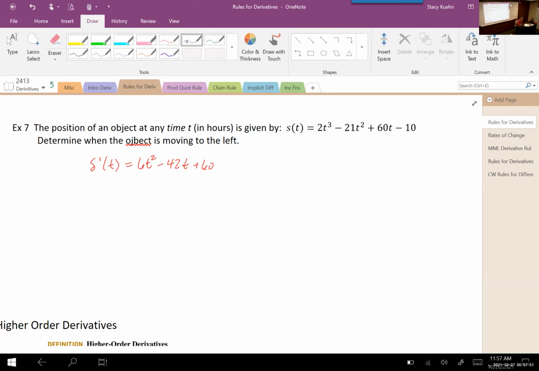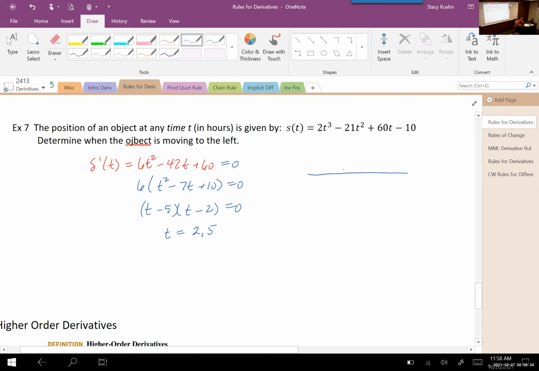If I set this equal to 0 and solve, I'm going to factor a 6 out of that, and I get t squared minus 7t plus 10, or t minus 5 and t minus 2. So I know that the derivative function has x-intercepts at 2 and 5, correct? This is why we practice this a lot during our polynomial and rational section.